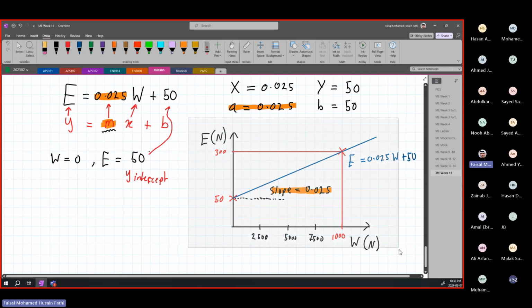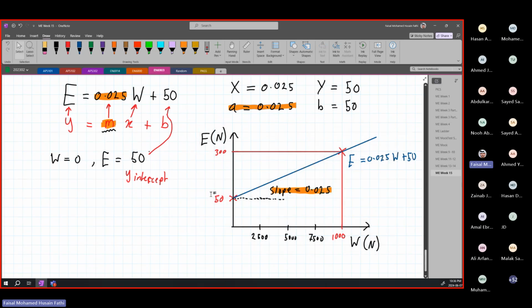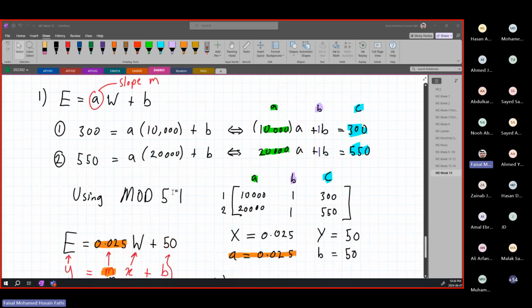All right. If you would want to draw a neat graph, this is what it will look like. What is most important is plotting your two main points. Once you do that, it is easy moving on. All right. So moving on to the next part of this question.